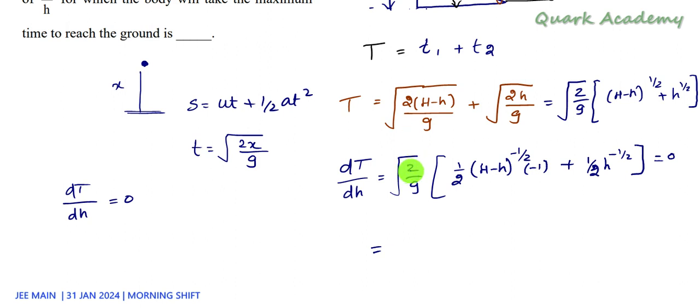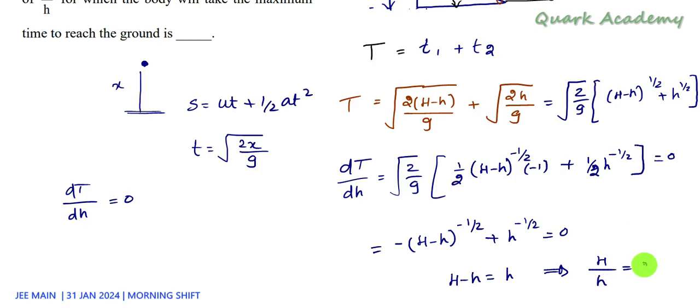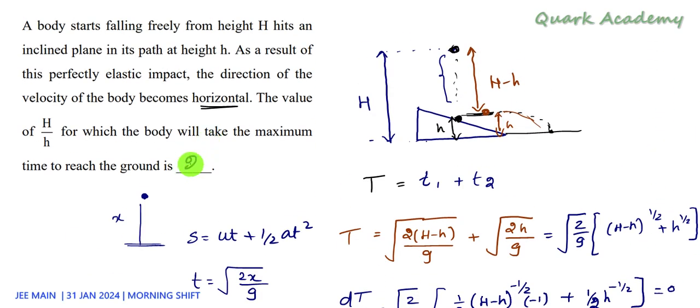Now we can take this 1 by 2 common, and when this root 2 by g goes that side, it will become 0. So it will become H minus small h power negative 1 by 2 negative, plus h power negative 1 by 2, which is equal to 0. So we can write H minus h equal to h. When you rearrange and square it, then H by h will become 2. So here the ratio is going to be 2.